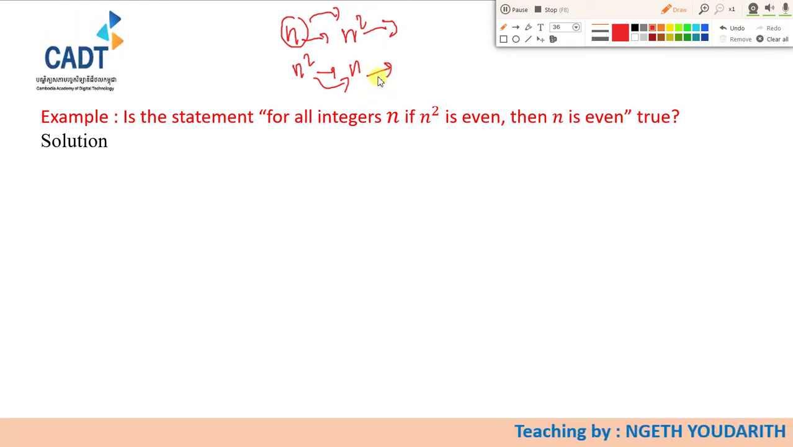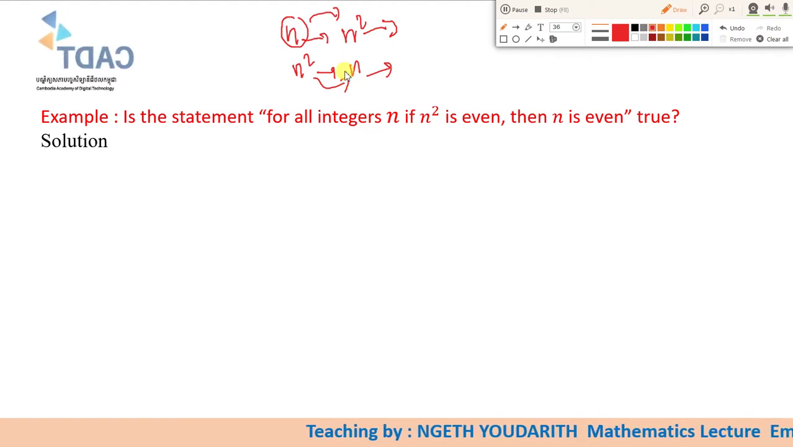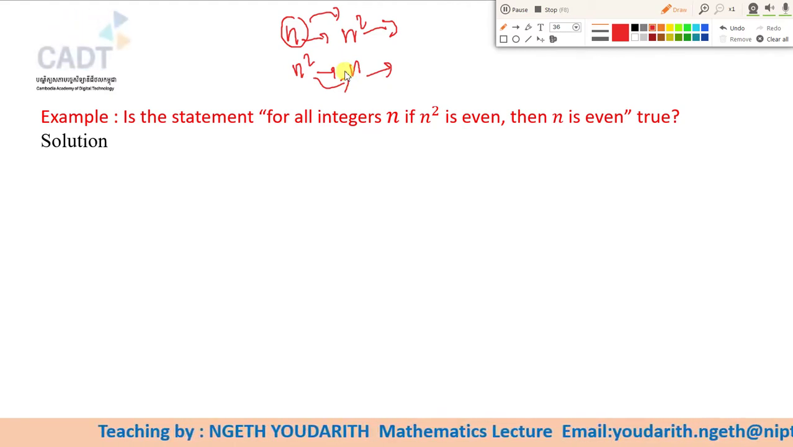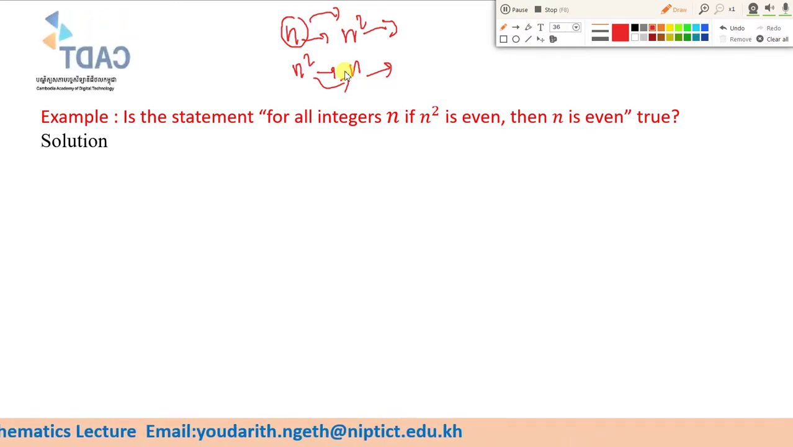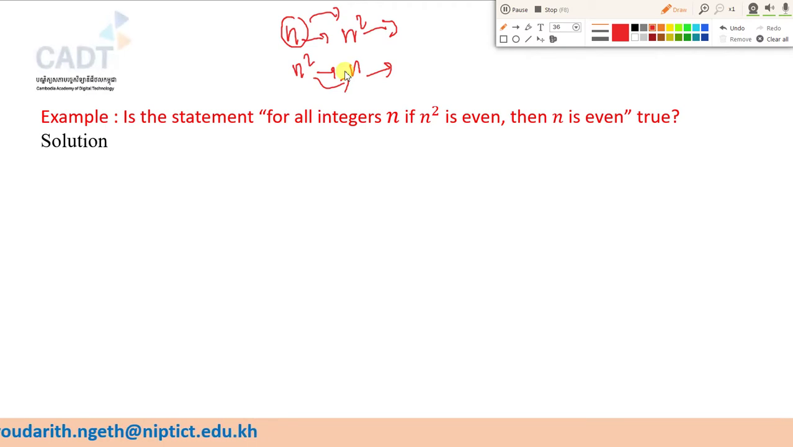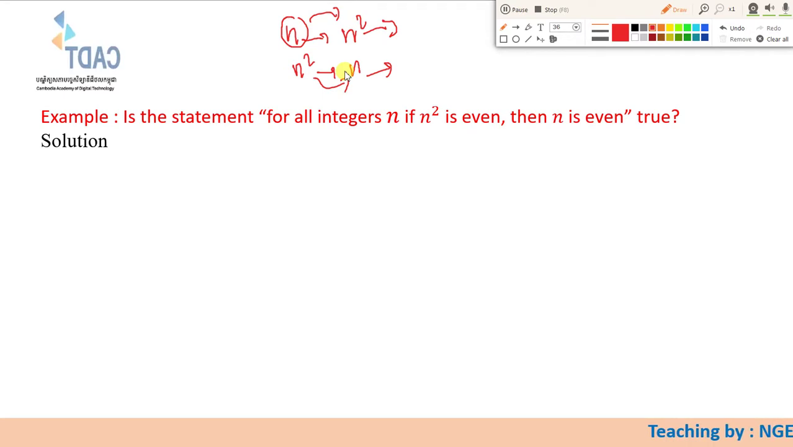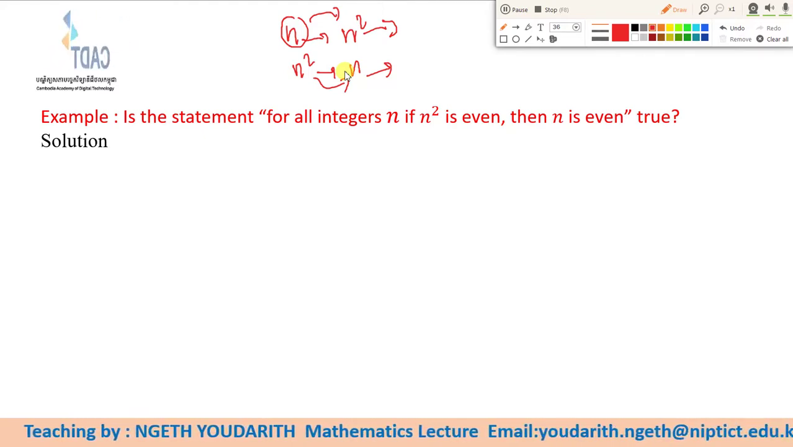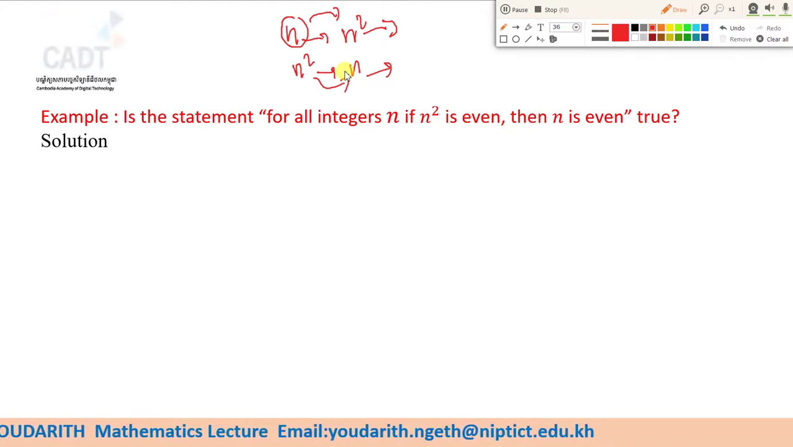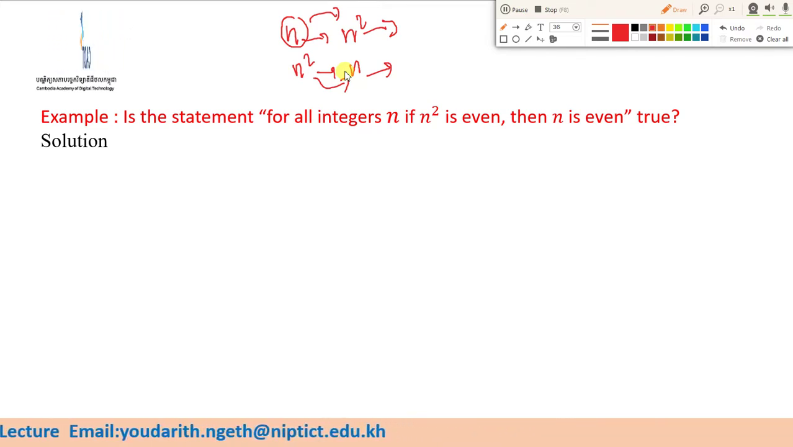Contrapositive means that we conclude from the big one to the small one. And direct proof means we expand from the small one to the big one. So direct proof and contrapositive are vice versa: from big to small, and from small to big.